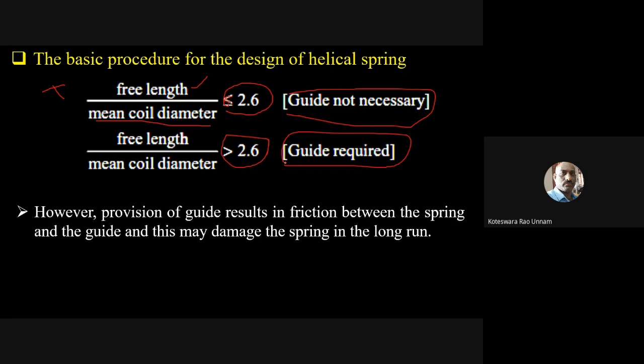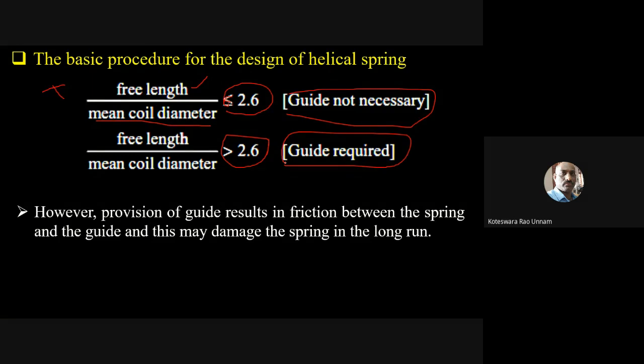It is provided so that buckling can be avoided. However, provision of a guide results in friction between the spring and the guide, and this may damage the spring in the long run. So if the spring is buckling prone and you are not designing for buckling, then you provide a guide. Then the spring has a sliding motion against this guide, which will cause wear and tear in the spring. This wear and tear will reduce the strength as well as the life of the spring.